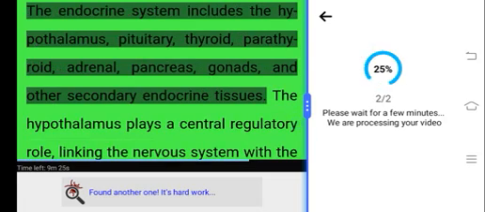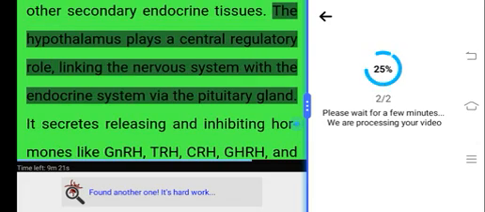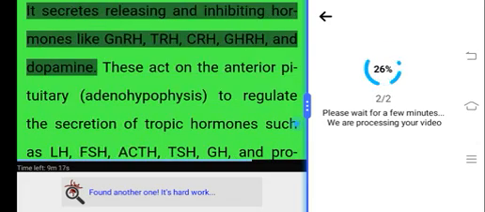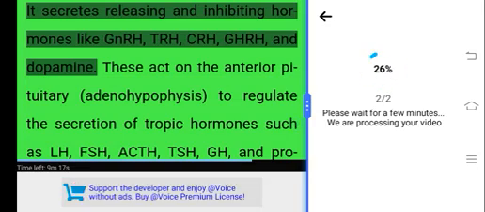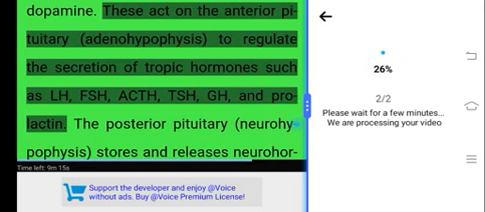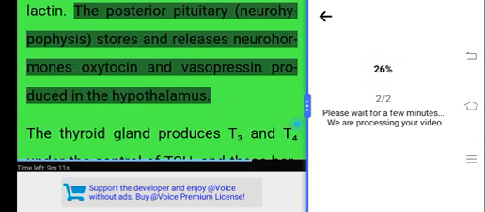The endocrine system includes the hypothalamus, pituitary, thyroid, parathyroid, adrenal, pancreas, gonads, and other secondary endocrine tissues. The hypothalamus plays a central regulatory role, linking the nervous system with the endocrine system via the pituitary gland. It secretes releasing and inhibiting hormones like GnRH, TRH, CRH, GHRH, and dopamine. These act on the anterior pituitary (adenohypophysis) to regulate the secretion of tropic hormones such as LH, FSH, ACTH, TSH, GH, and prolactin. The posterior pituitary (neurohypophysis) stores and releases neurohormones oxytocin and vasopressin produced in the hypothalamus.